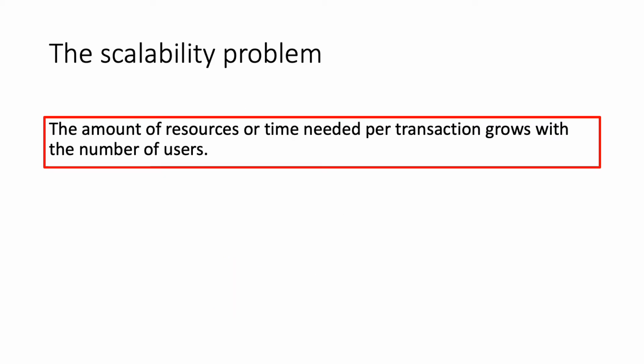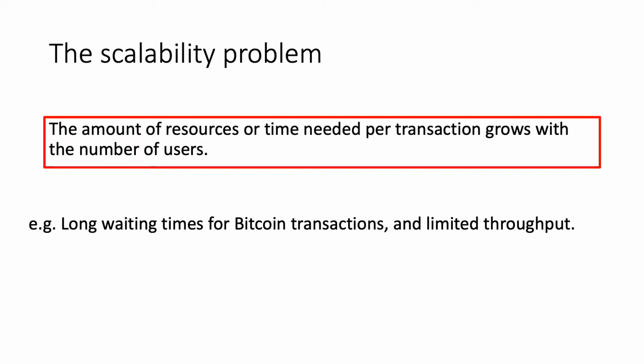So what is the scalability problem? Well, most blockchain designs suffer from the following loosely defined problem, that the amount of resources or time required per transaction grows badly with the number of users in the system. So loosely speaking, solving this problem means keeping the amount of resources and time used per transaction approximately constant. As an example, this problem concretely manifests itself in the long waiting times for transaction confirmations on the Bitcoin blockchain and in the limited throughput of transactions, meaning the limited number of transactions that the system can handle per second.